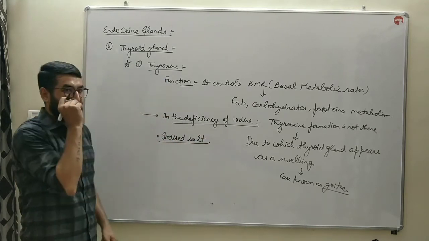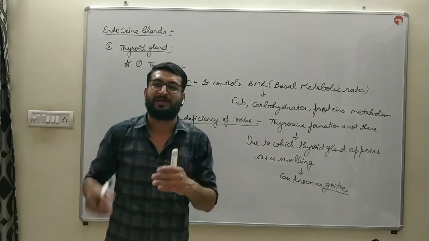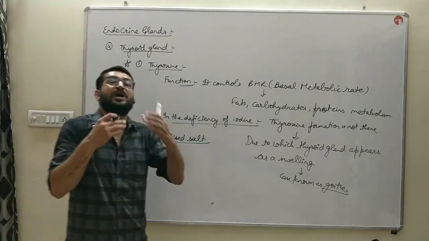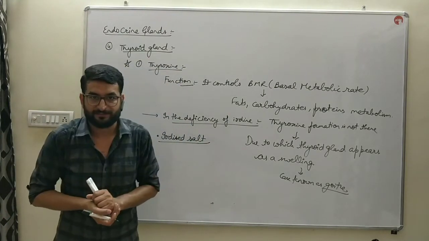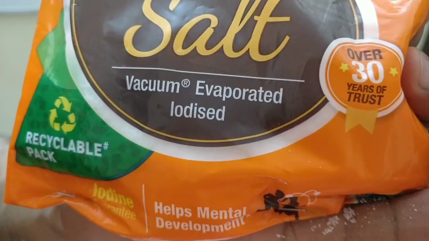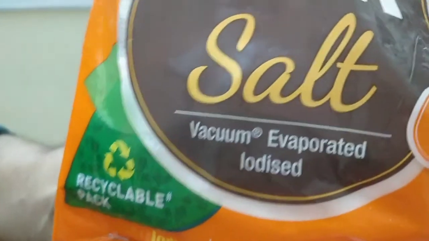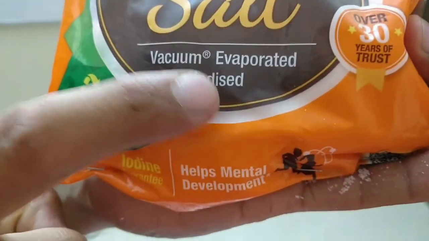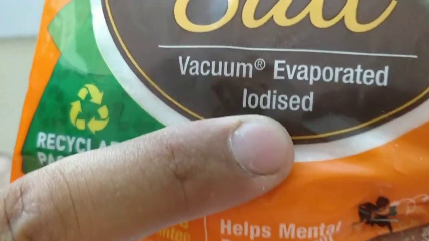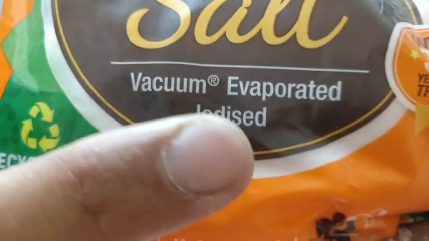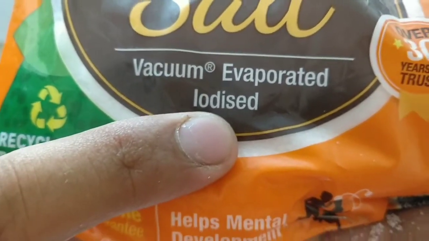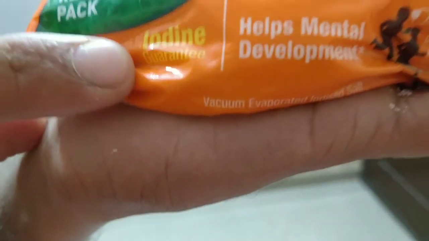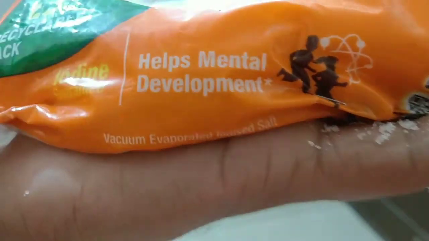You must have seen the packets of the salts, it is written over those packets that this salt is iodized salt. This is the packet of a salt, bache, which we are commonly using in our houses. See here, bache, there is written iodized. That means iodine containing salt, bache. And here in the last, iodine guarantee helps mental development.